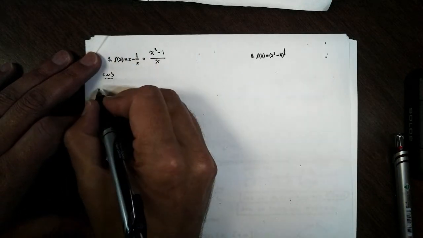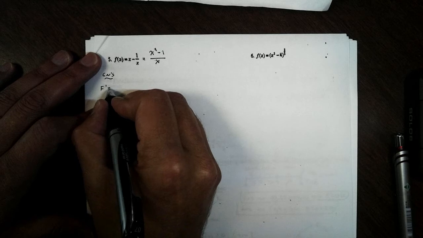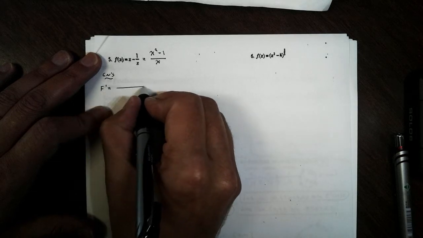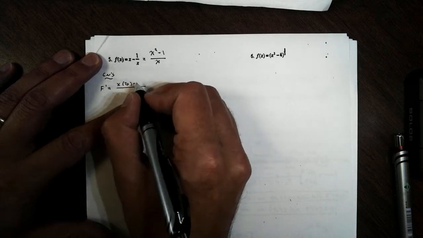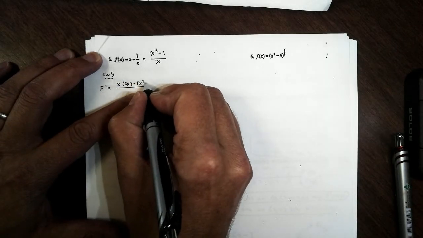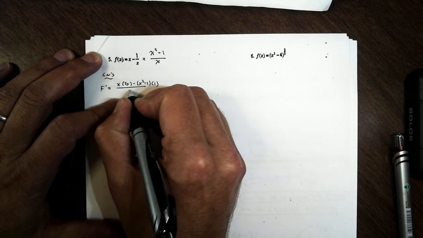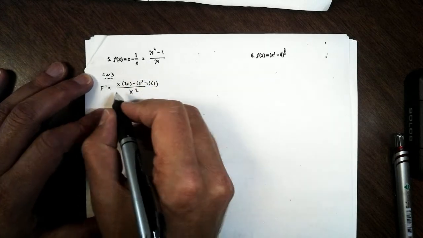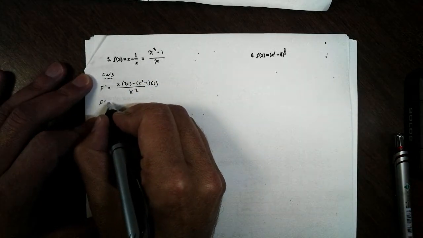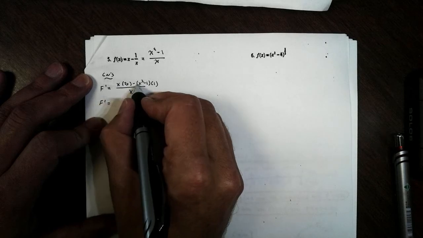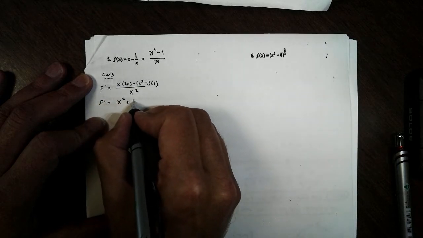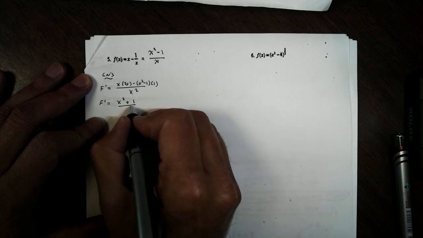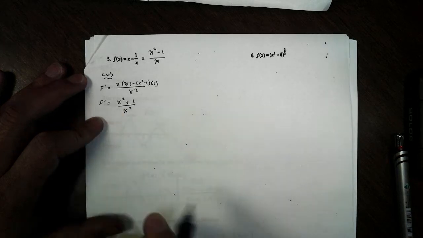So when I take the derivative, I'm going to use my quotient rule: low d high, minus high d low, which is just 1, all over the bottom squared. And if I simplify that, we would get 2x squared minus x squared, so we would get x squared plus 1 divided by x squared. And there is our derivative.